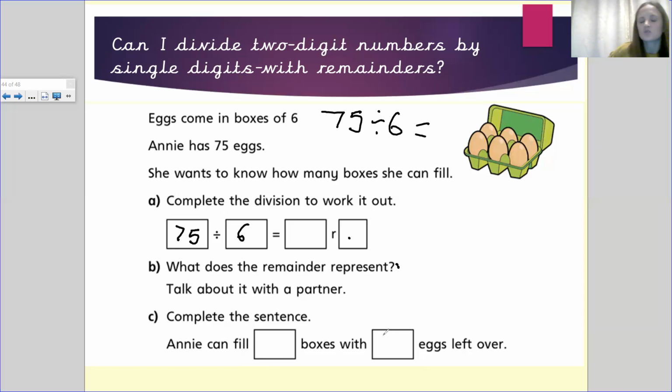As we always do when we are answering word questions, word sums, you make sure that your answer is in a full sentence. So neatly lay that out for me, please. So we're going to answer A, then answer B, then answer C. So explain to me why we have a remainder, how many boxes can she fill, how many eggs are left over, and what is the answer to that question.